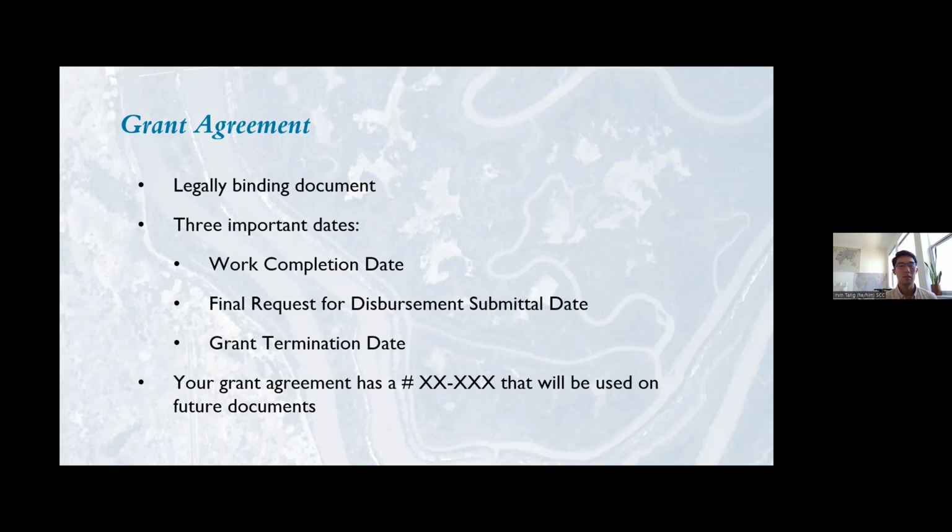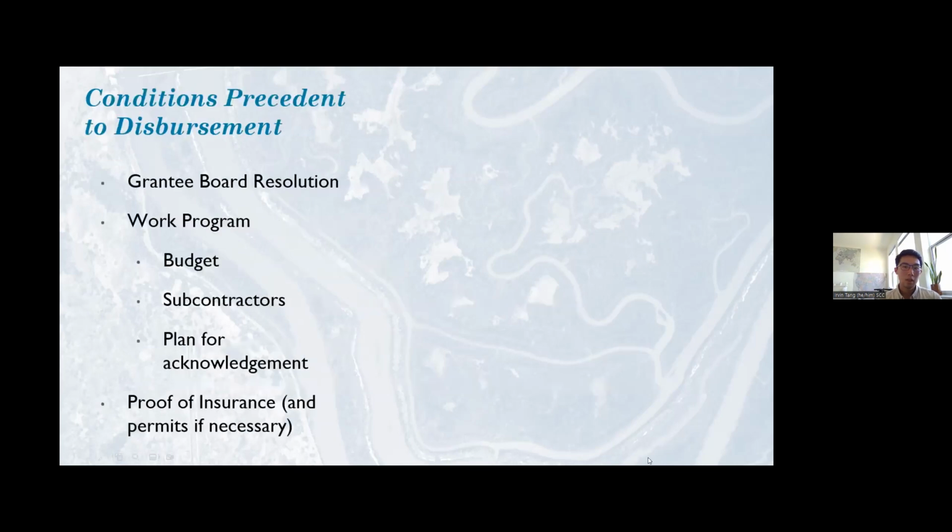The second one is the final request for disbursement submittal date. This is the last day that you can bill your grant. This is 1 month after the work completion date. And lastly, we have the grant termination date. This is the day that your grant legally expires, and that is 3 months after the completion date. The grant agreement will come with a 5-digit agreement number, and that number will be used for invoicing and other documents. So the question here is, do you also need a notice to proceed?